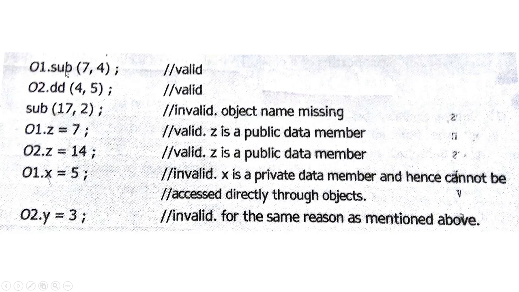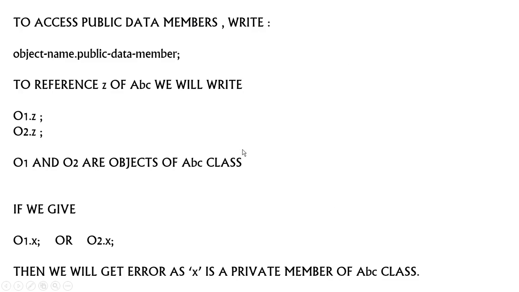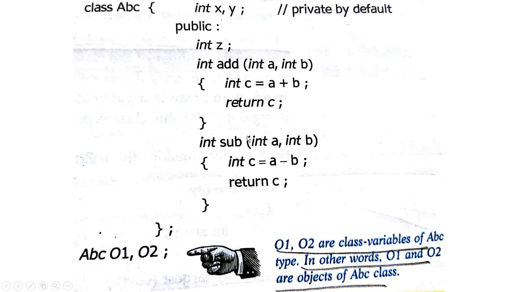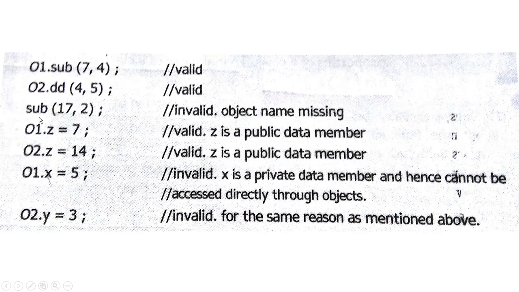Now the first is o1.sub, and these are the parameters we have sent. Here we'll check whether sub is a public or private member. Sub is a public member, so we can use it by using an object. So this is right because this is an object, this is a public member, we can use it. Second one is the same. We have O2, and this is add. This is a mistake in the book, this is ADD, and this is a public member. So we can use it using an object. This is valid. Now here, sub is a public member, but to access it we have to use the object, and here we have not used the object like this, therefore this is invalid.